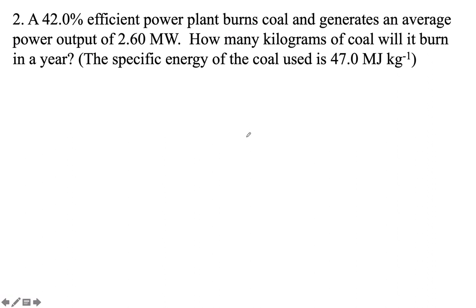A 42% efficient power plant burns coal and generates an average power output of 2.6 megawatts, which I guess makes it small. How many kilograms of coal will it burn in a year? Okay, so let's figure out the energy in a year. Power is energy divided by time, so the energy it puts out in a year is equal to power times time.